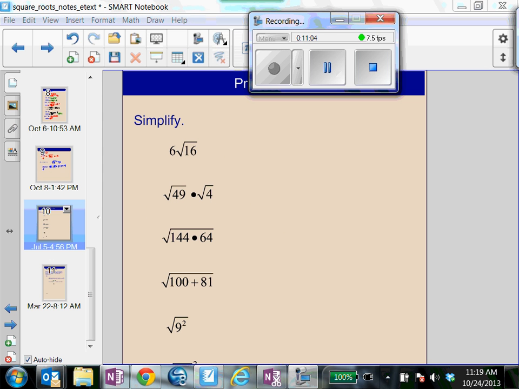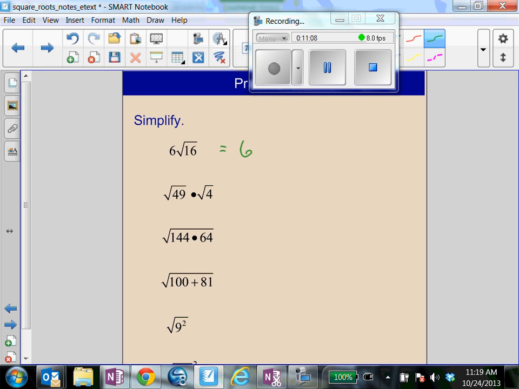All right, so first problem. This is 6 times the square root of 16. So we take the square root of 16 as our first step by order of operations, and then we multiply, so we get 24. And the next one, we're going to take the square root of each of those and then multiply by order of operations. So that's 7 times 2, which is 14.